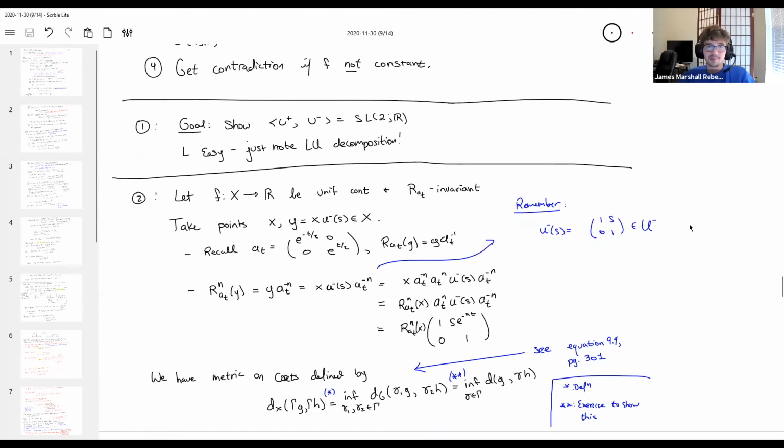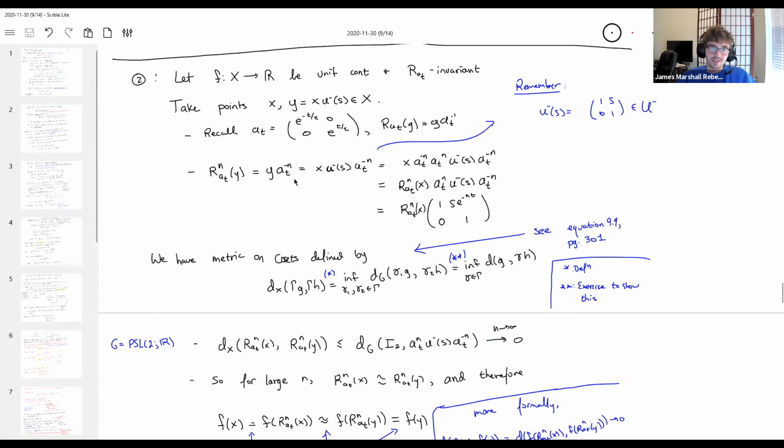So the second step is: let a function from X to R be uniformly continuous and RAT invariant. And this is where this derivative action business comes back in. So take points x, and y is going to be some translate of x by an element in U minus. And we recall that RAT g is given by this. And so when we apply RAT to y, we get this, which by definition is the same thing as this. Sorry, I'm saying these and then not actually highlighting anything.